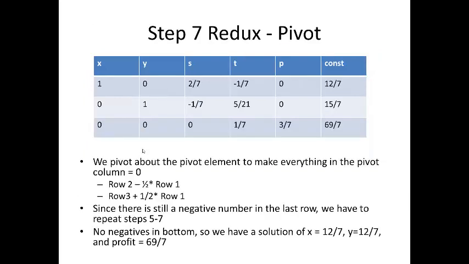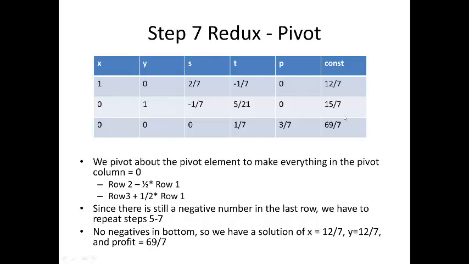Then we pivot about the pivot element to make everything in the pivot column, the x column here, 0. Again, this is like our Gaussian elimination. So row 2 minus 1/2 of row 1 gives a 0 there, and then row 3 plus 1/2 times row 1 gives us a 0 in that row. There's no negative number in the last row, so we're actually done.